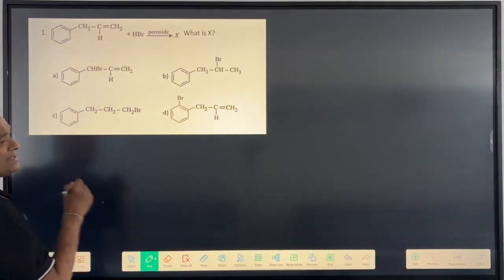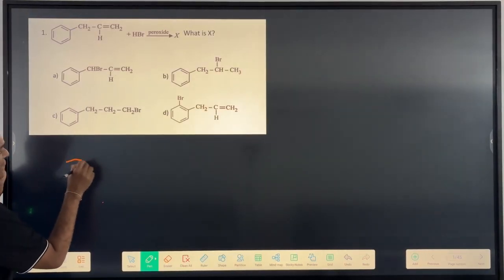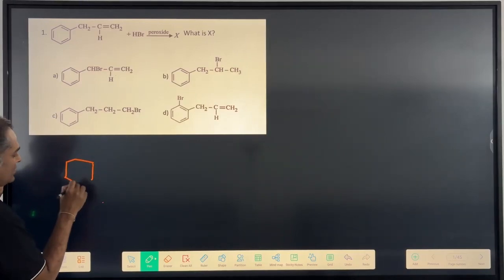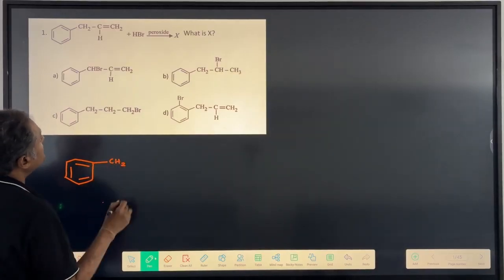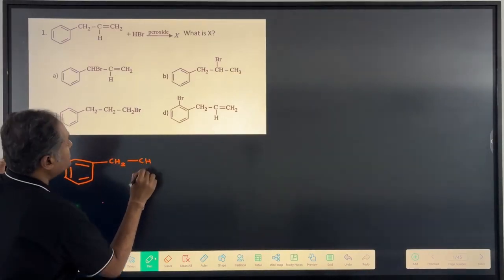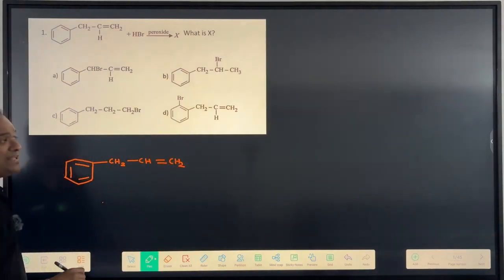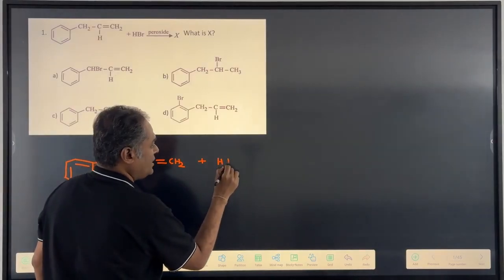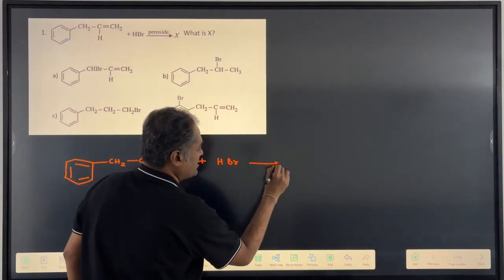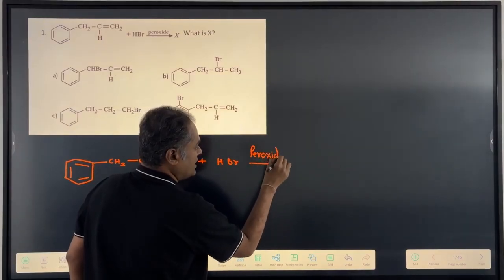Now let's write the reaction over here child. I have taken a cyclic ring, which you can see very clearly, having a double bond. Then you have got CH2, then you have got CH, then you have got CH2. This is the alkene which is given to us. Now when you treat this with HBr, as on the arrow it is given as peroxide, what should be the answer?